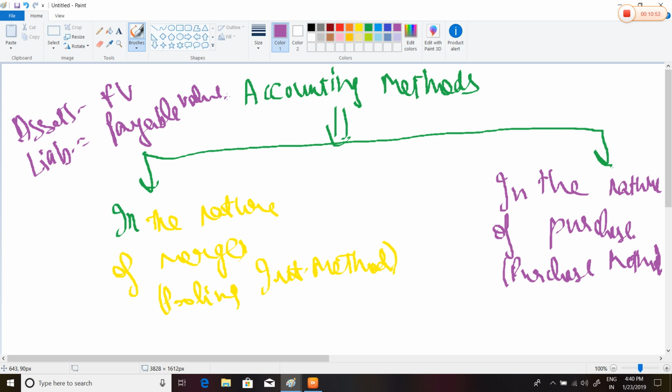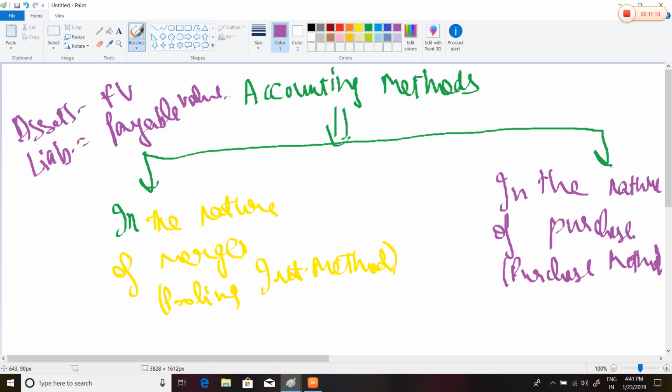Some assets or liabilities may remain not taken over. There is no bounding on the purchasing company to take over all the assets and liabilities of the vendor company. It does not create any bounding.